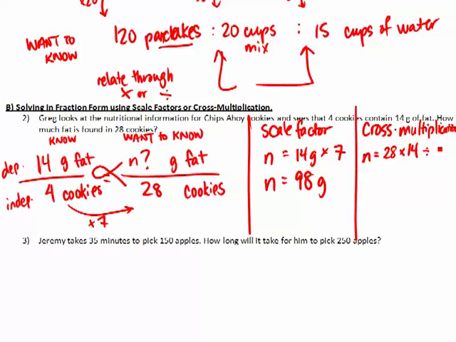So if we fill out this multiplication, if we look here, 28 times 14 because we're going across and then down through 4, it gives us n is equal to 98 grams of fat as well.